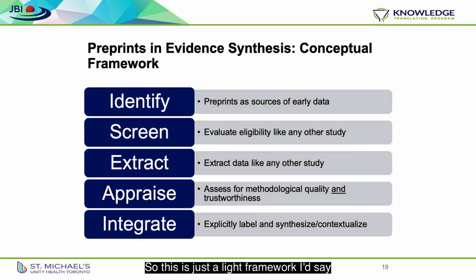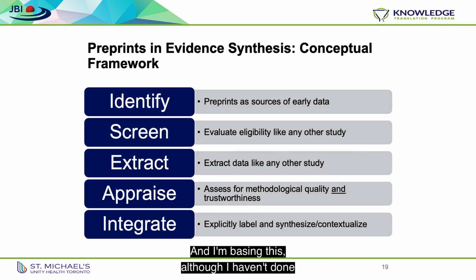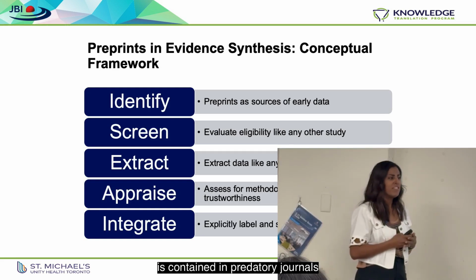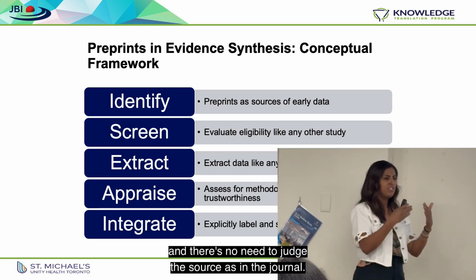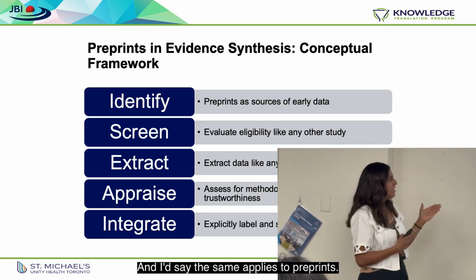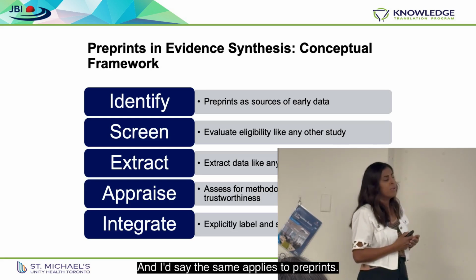So this is just a light framework, I'd say, for preprints and evidence synthesis. I'm basing this, although I haven't done that research yet, on my understanding of the work done on predatory journals, where we found that a lot of real research is contained in predatory journals, and there's no need to judge the source, as in the journal. We really need to have a look at the research, and I'd say the same applies to preprints.